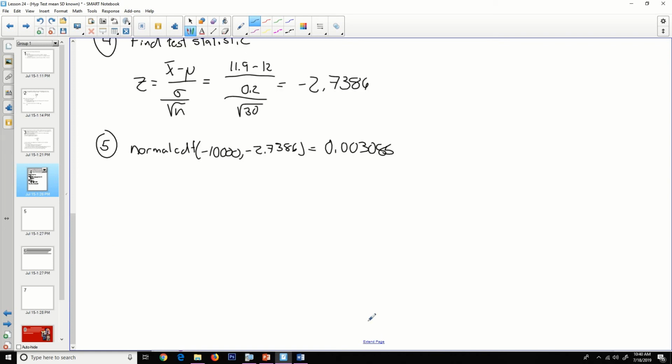and this isn't the only way that we could do it. We don't necessarily have to find the test statistic to do this. We could go normal CDF. We could go negative 10,000. We could use the proposed mean of 12 versus our sample mean of 11.9. And instead of standard deviation, we could use the standard error. So we could type it in, 0.2 divided by square root of 30. This will also produce the same values.